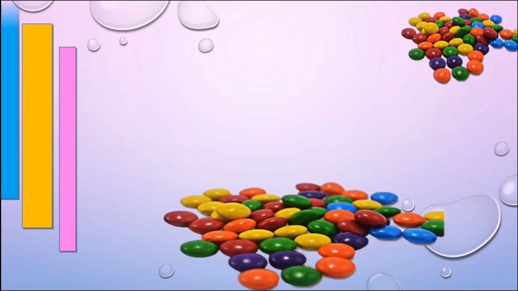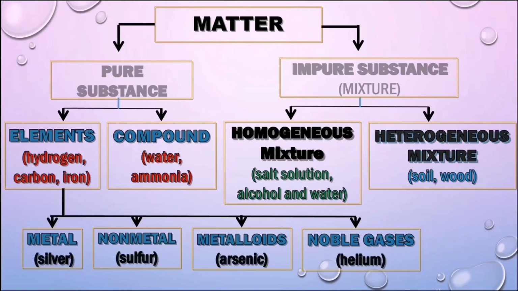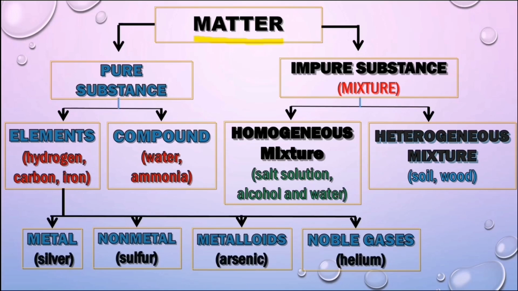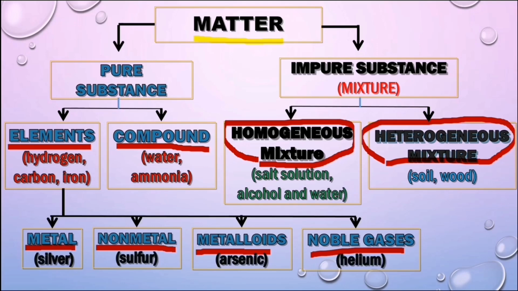Our topic for this week is all about pure substances and mixtures. You already know what matter is. It is anything that occupies space and has mass. Matter has two types, the pure substance and impure substance, also known as mixture. Pure substance has two types, the element and compound. Element is composed of metal, non-metal, metalloids, and noble gases, while impure substance has two types, the homogeneous mixtures and heterogeneous mixtures. This time, we are going to talk about the pure substances and impure substances, also known as mixtures. So, are you ready?